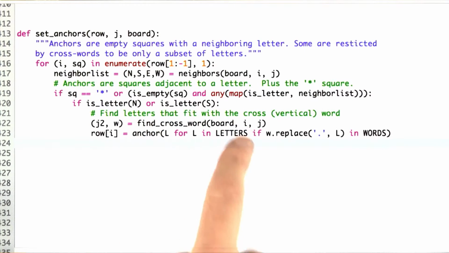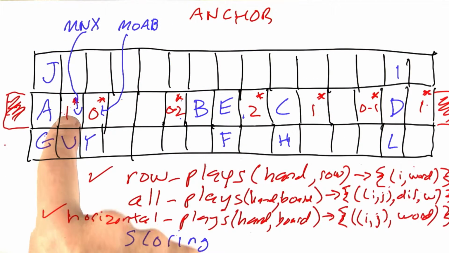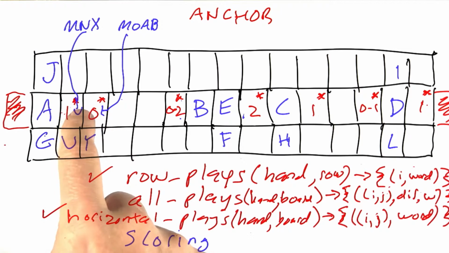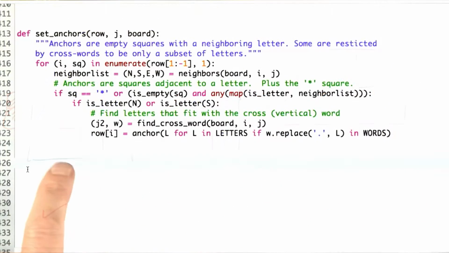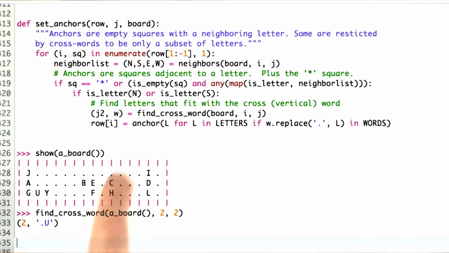So what do I want to do if I have these crosswords? I want to find the crossword on the board. What does that mean? Well, in this location right here, which would be row 2 and column 2, I want to say that the word on the board is an empty square followed by a U. So if I go into the interpreter, I want to be able to have this interaction where here's my board. Now if I find crosswords within that board from position 2-2, that's that position right there, right after the A and above the U, what I want to say is that there's a word, and the word is a dot followed by a U. There it is.